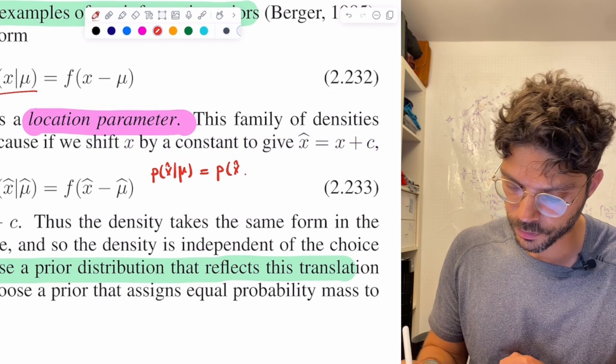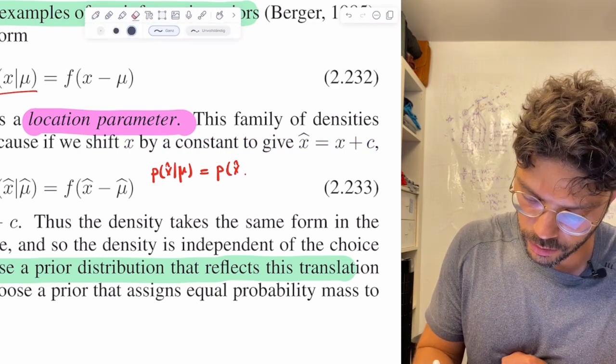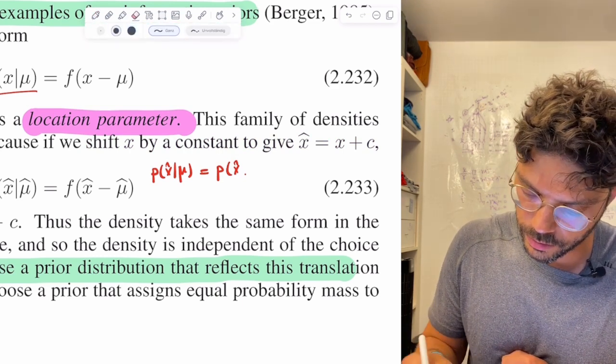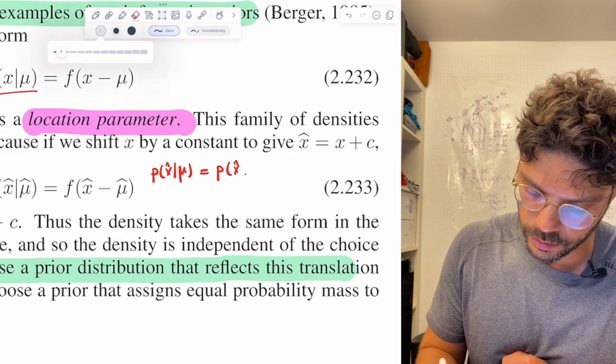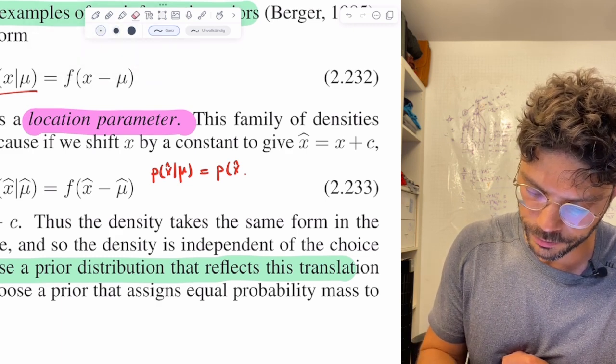Oops. Let me change the size of my eraser here. Okay.